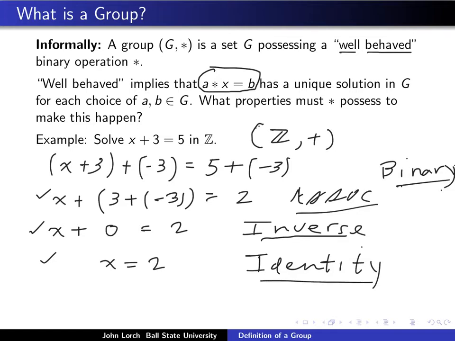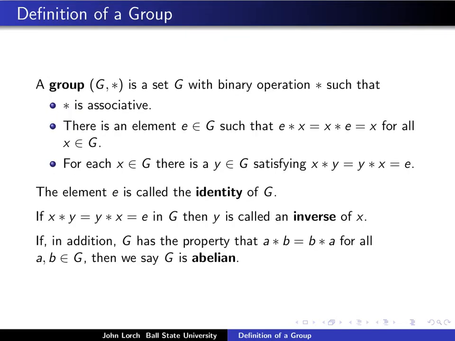So in this whole process, there were four things that happened. We used the fact that the operation is binary. We used a grouping property, which we call associativity. We used an inverse property, and we used an identity property. Now we're ready to see the formal definition of a group.